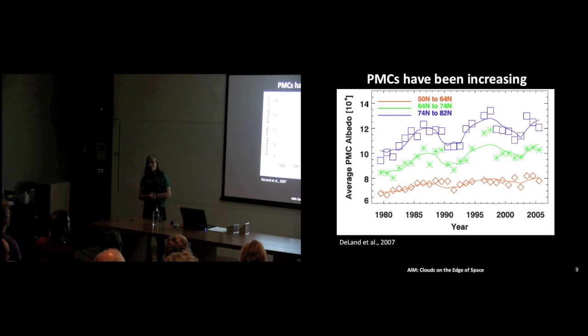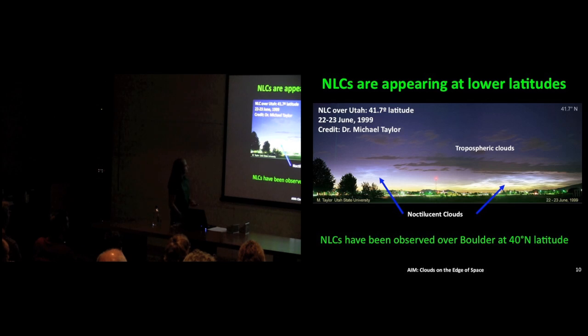Okay, you might be asking, why in the world would we want to study these clouds? Well, they have been increasing with time. This shows a plot of cloud brightness at different latitudes between 50 and 64 degrees north, 64 and 74, and 74 and 82. These are measurements of polar mesospheric clouds from the Solar Backscatter Ultraviolet series of instruments. They were able to detect the clouds, measure their brightness, and you can see that the clouds have been increasing in brightness. At the same time, they've also been appearing at lower latitudes.